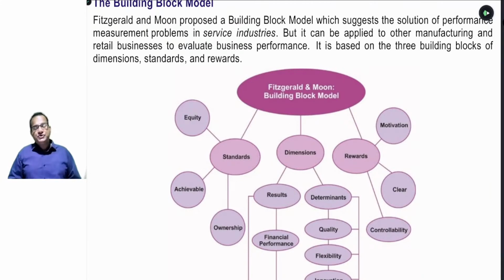No department should be in a dilemma that I have been given the toughest target while the other department is given a moderate target, because that will not serve the purpose of goal congruence. Second is ownership.